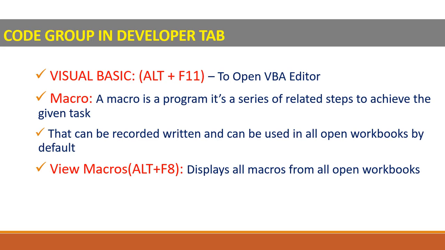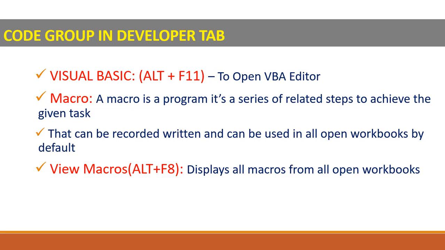Once after enabling the developer tab, you can find there is a code group in the developer tab. In the tab there is a ribbon. In the ribbon there are groups. In those groups there are many options. The first one is the code group in the developer tab. In that there is an option called Visual Basic. By using Alt plus F11, you can open the VBA Editor. There itself you can write the macros, edit, run and debug, everything you can do in the Visual Basic Editor.